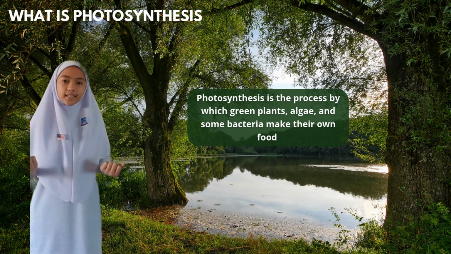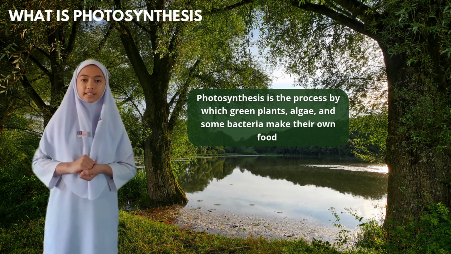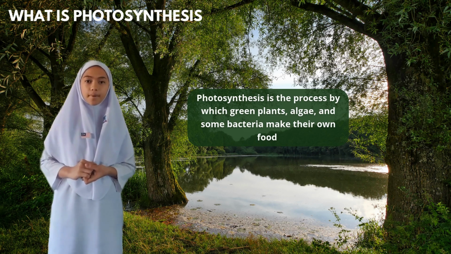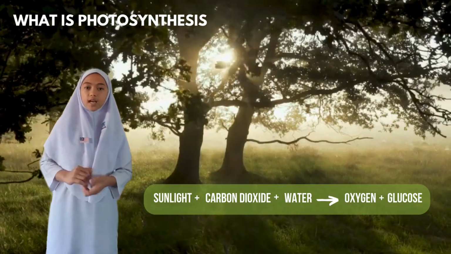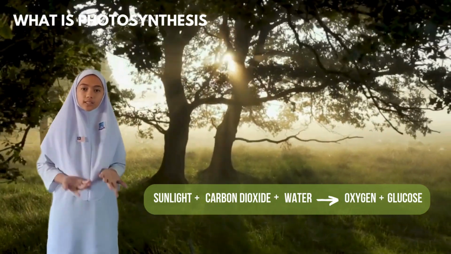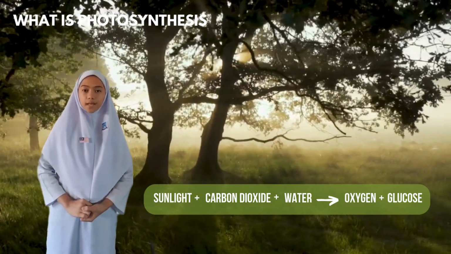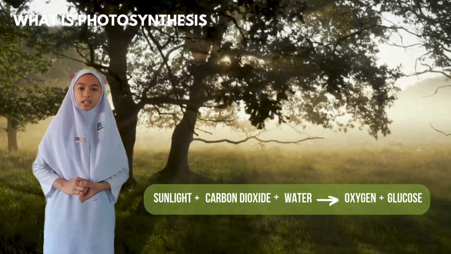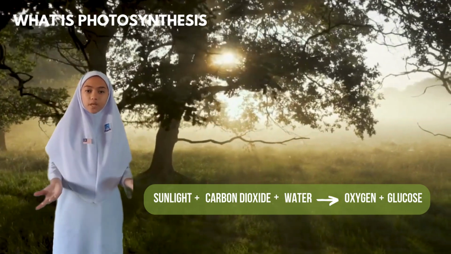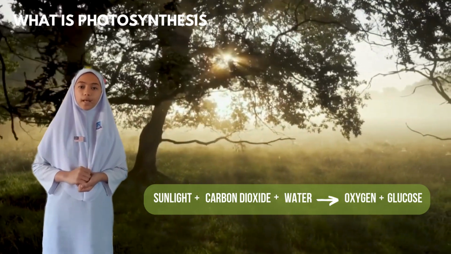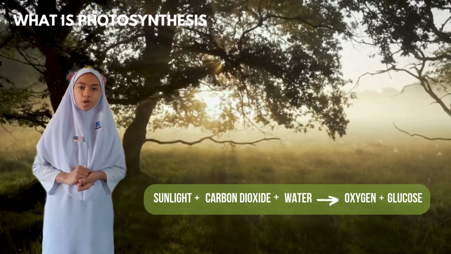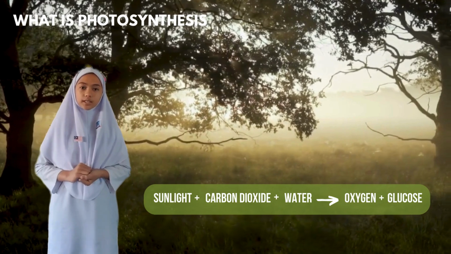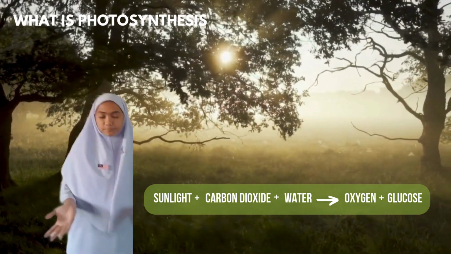So, what exactly is photosynthesis? Photosynthesis is the process by which green plants, algae, and some bacteria make their own food using sunlight, carbon dioxide, and water. It takes place in the chloroplast of plant cells, which contain a green pigment called chlorophyll. It happens in the leaves of plants and produces oxygen, which we need to breathe, and glucose, a type of sugar that gives energy to the plant.